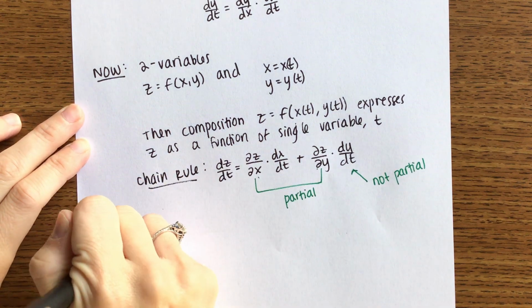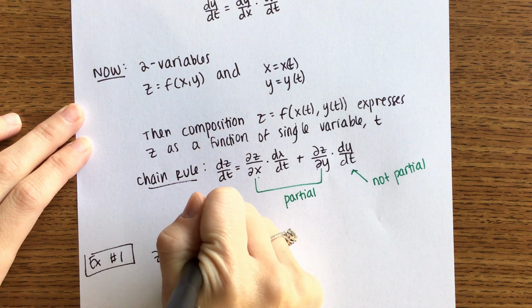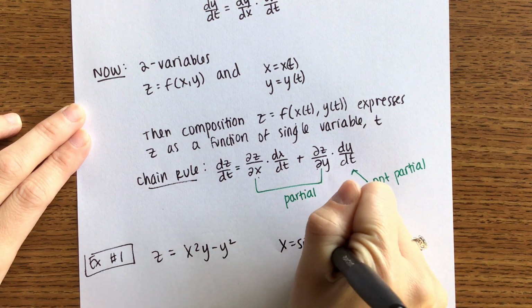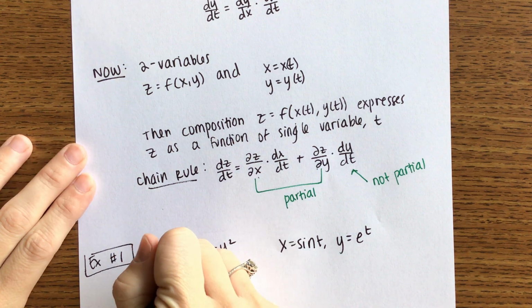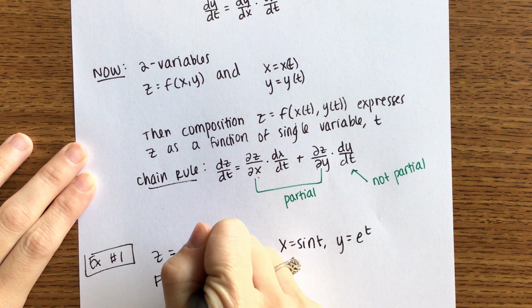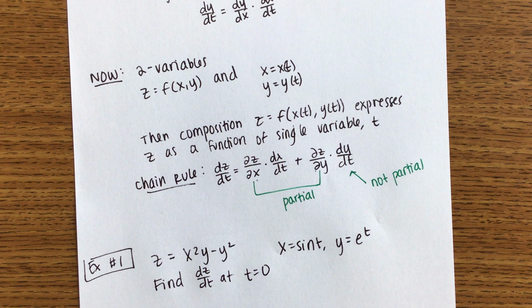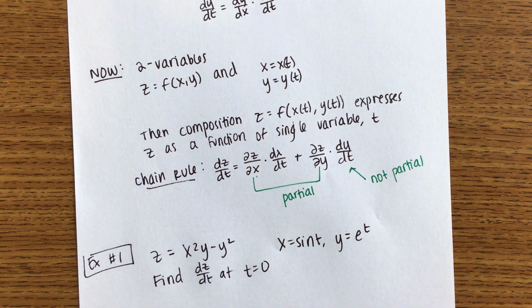Okay, so here's our first example. Let's say z is the function x squared y subtract y squared. x is equal to sine of t, and y is equal to e to the t. We are going to find dz dt at t equals 0. Okay, so our first option, if we didn't want to use the chain rule, would be to plug in sine of t for x and plug in e to the t for y. That works. It's not generally going to be the most efficient way, so that's not the way we're going to do it. We're going to do it using this chain rule that's above.